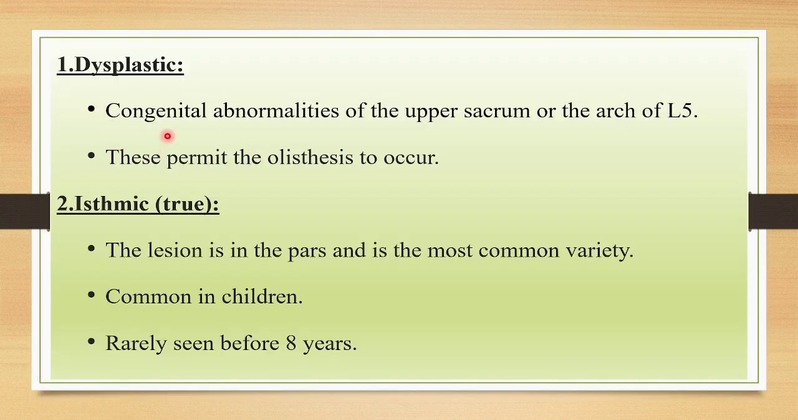So the first classification, dysplastic, that is congenital abnormalities of the upper sacrum or the arch of L5. This permits the listhesis to occur. The second type is isthmic, that is the true type. This lesion occurs in the pars and is the most common variety. And this isthmic type is more common in children and rarely seen before 8 years.